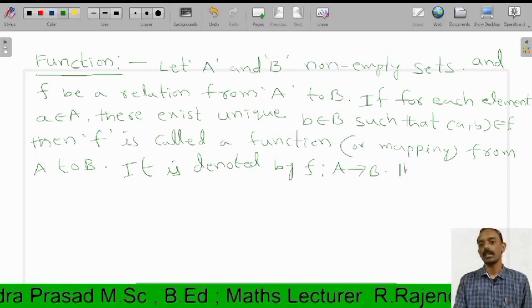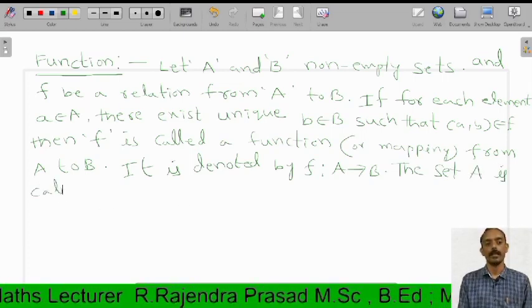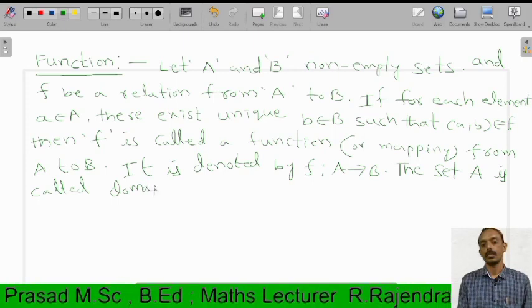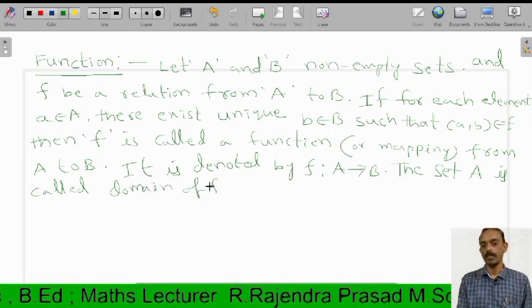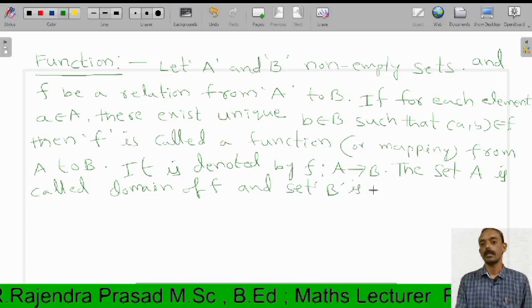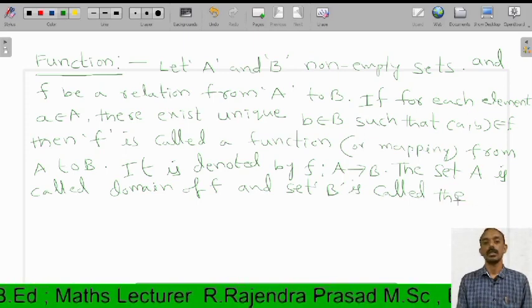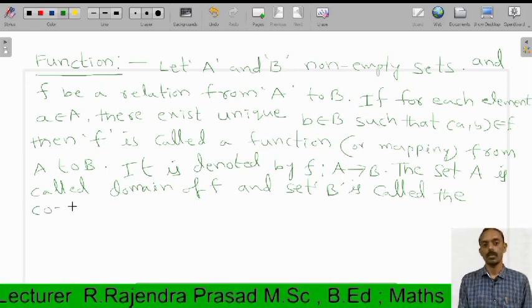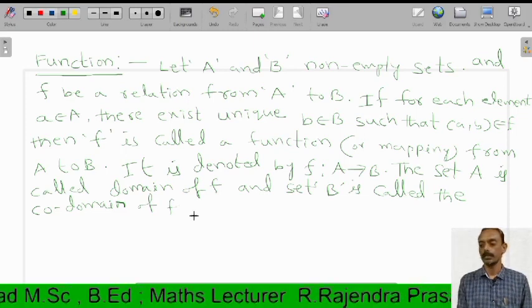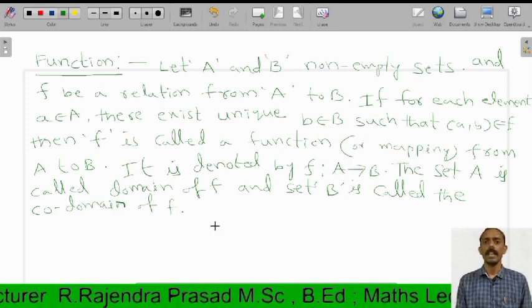The set A is called the domain of F, and the set B is called the codomain of F.